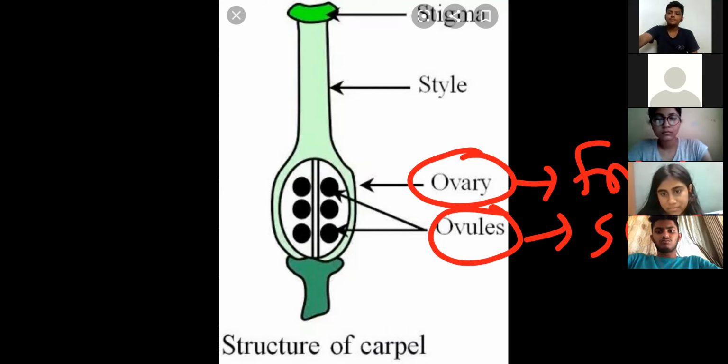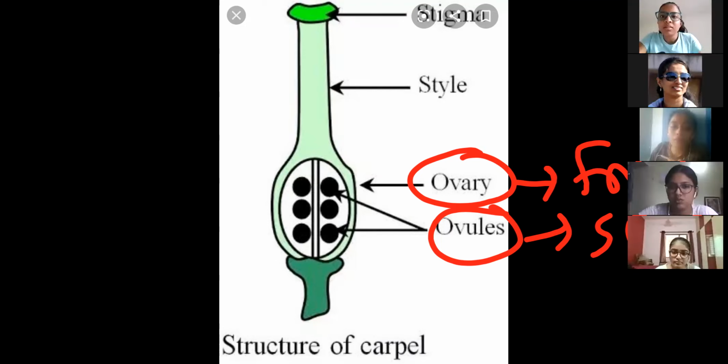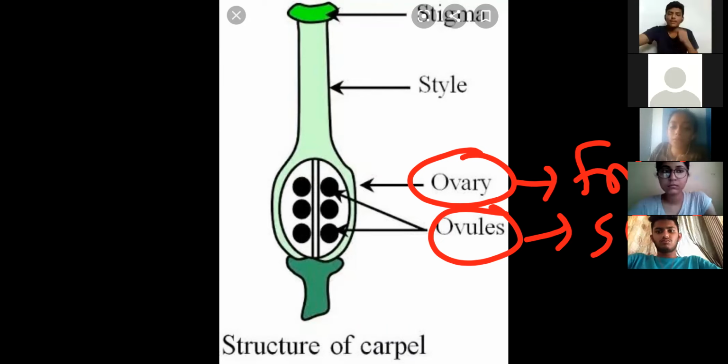Ma'am, orange. Orange. Yes, correct. Zeel. Banana. Yes. Banana में seeds नहीं होते. Banana is a seedless fruit. Kirtan. Ma'am, papaya. Papaya. Correct.